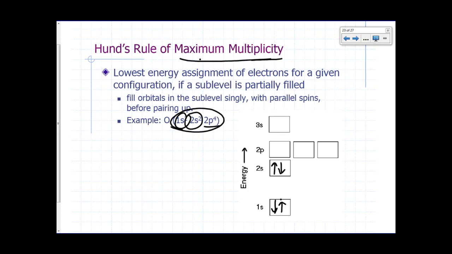You spread them out with parallel spins before you pair them up. So for these 4 electrons, they would be distributed this way: spin up, spin up, spin up, spread them out, and then pair. Okay? That's one way. So that's one of those 15 ways. It's not actually the only way you can do it.